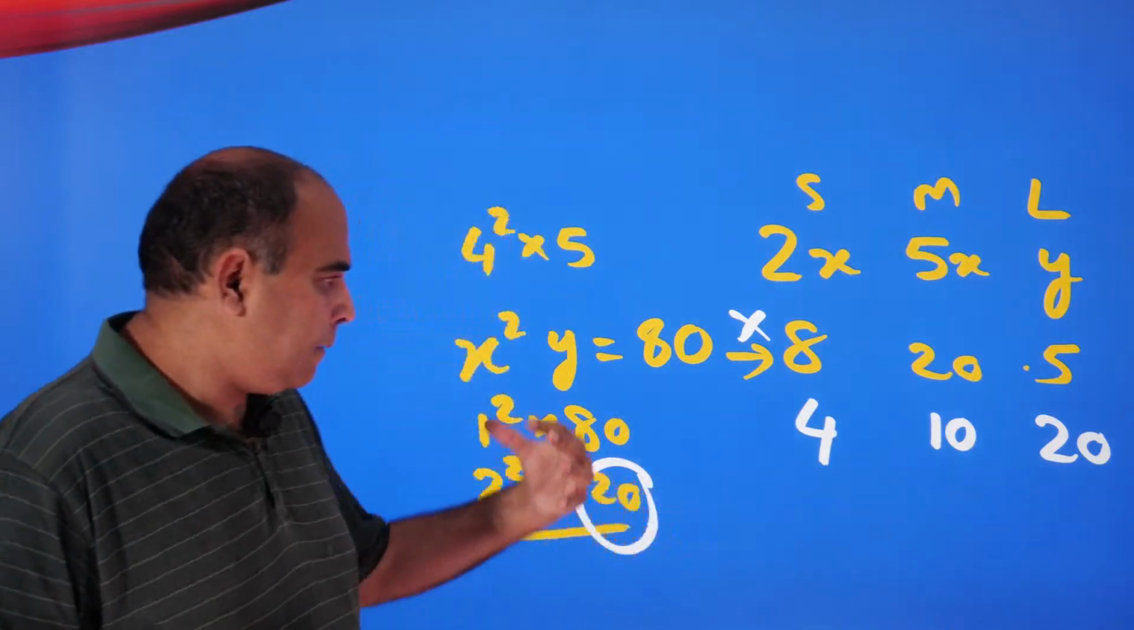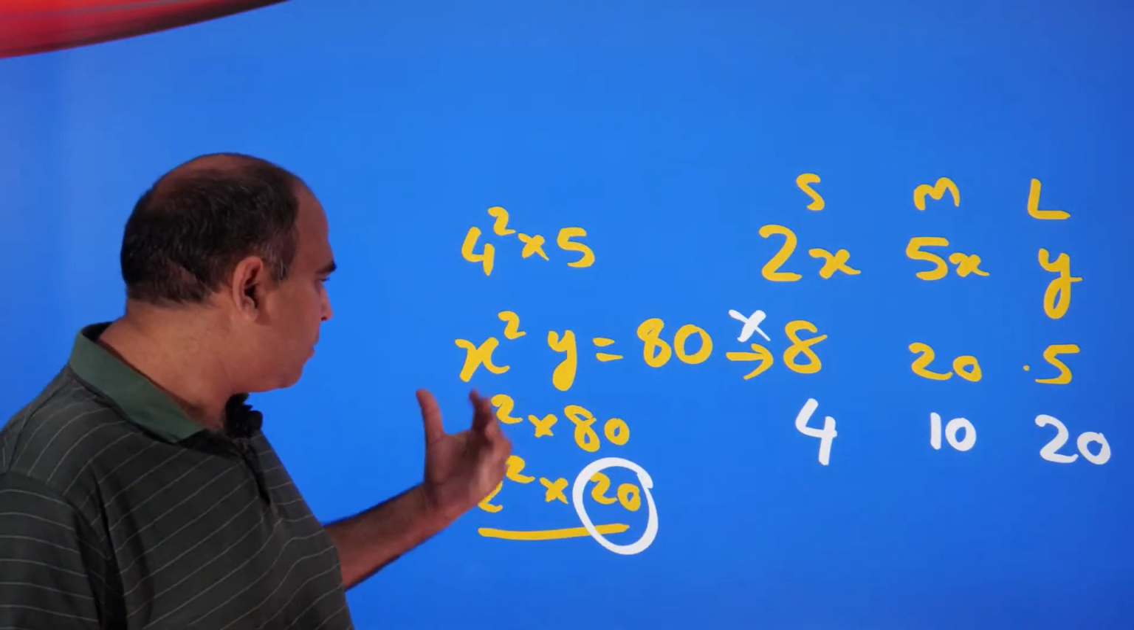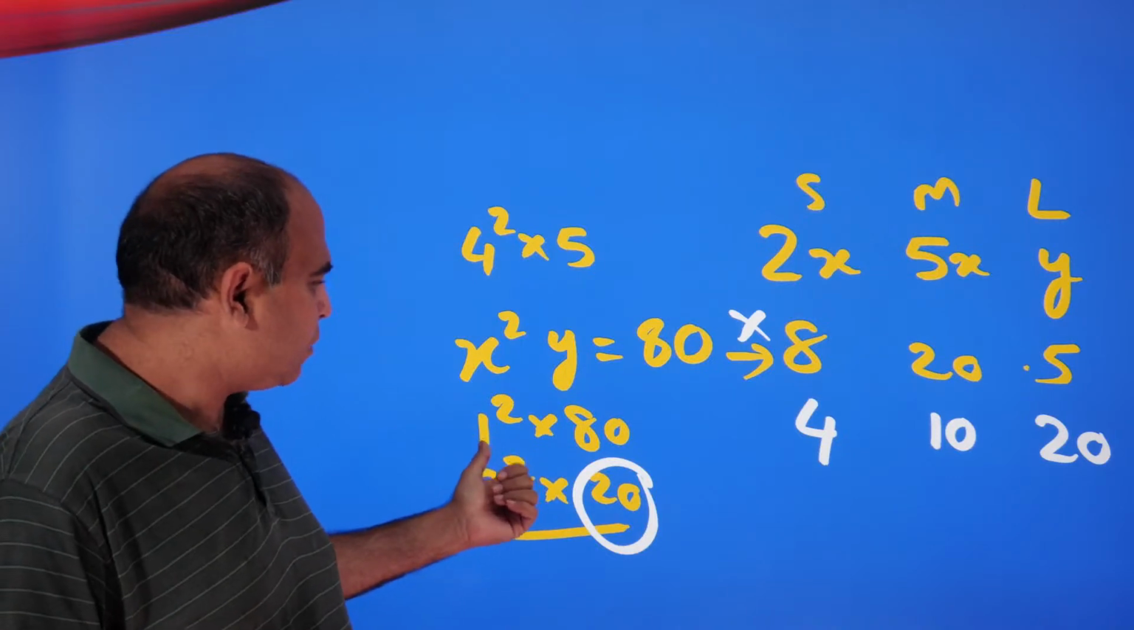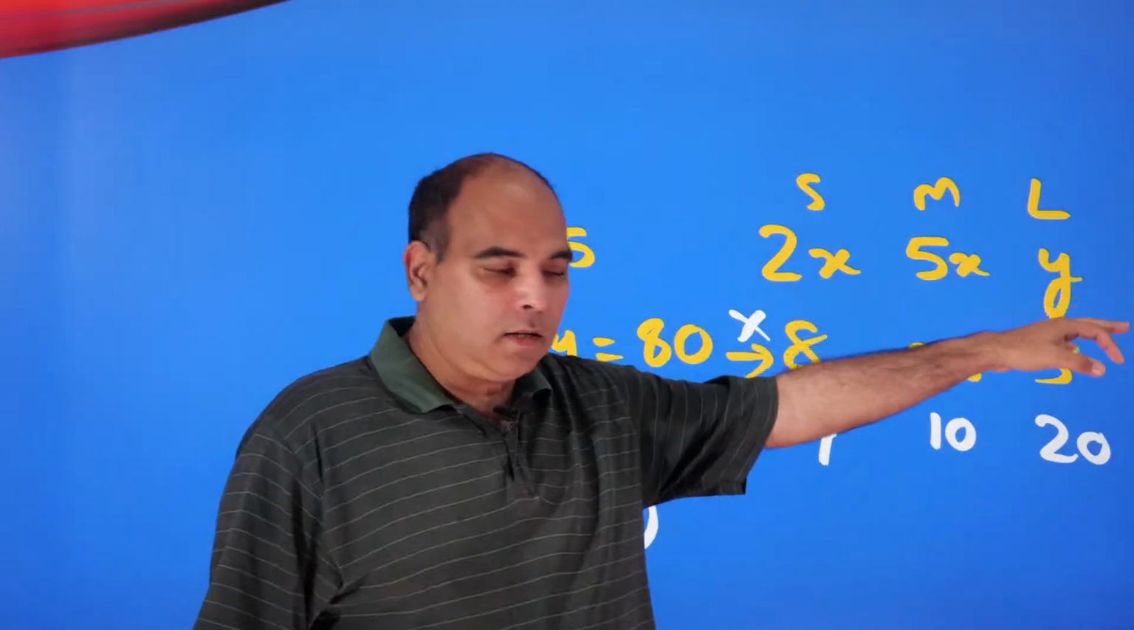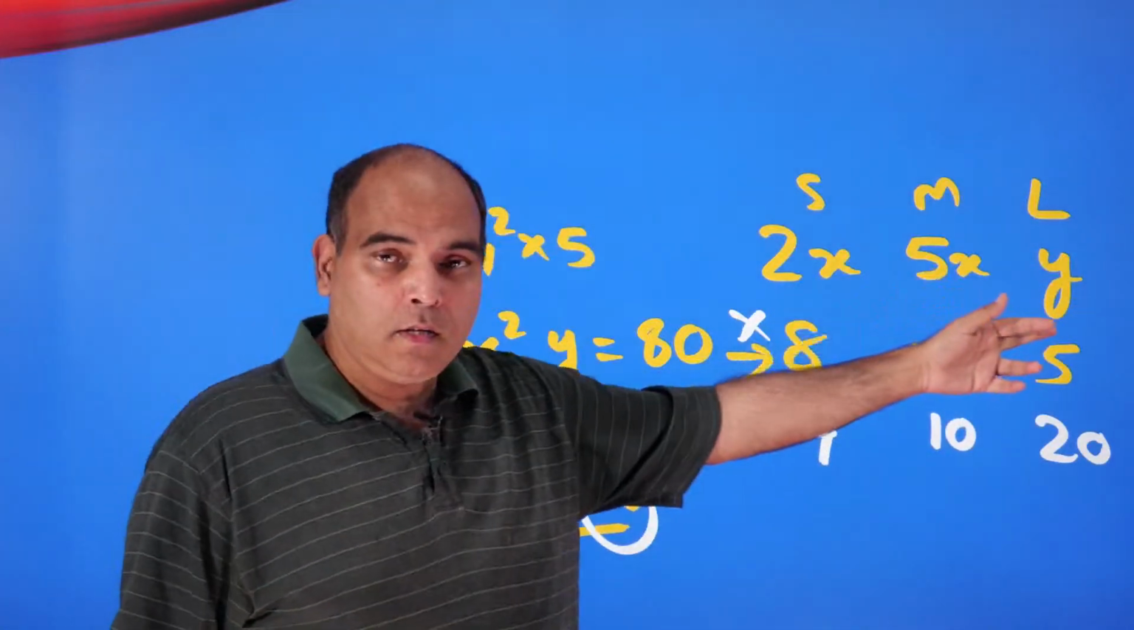So what if I'm thinking on this thing? I have possible numbers. Of course, I've got 1, 1 with x is 1 in this solution. I've got 2, 5 and y is 80, right?